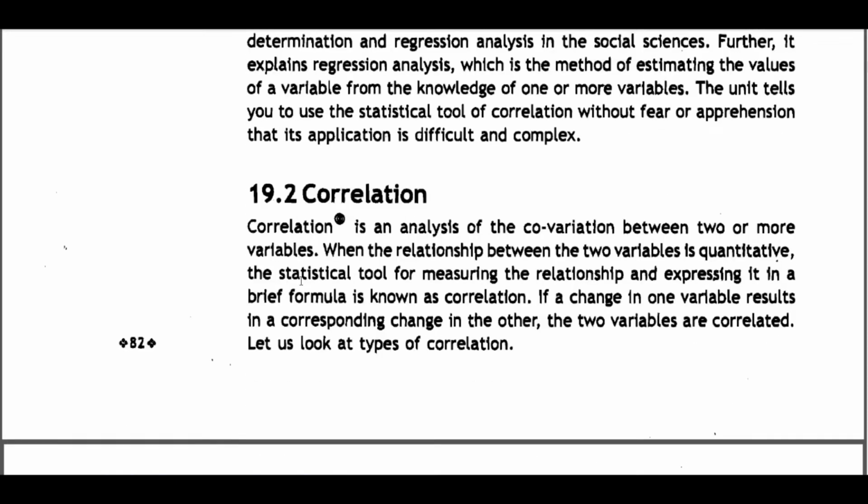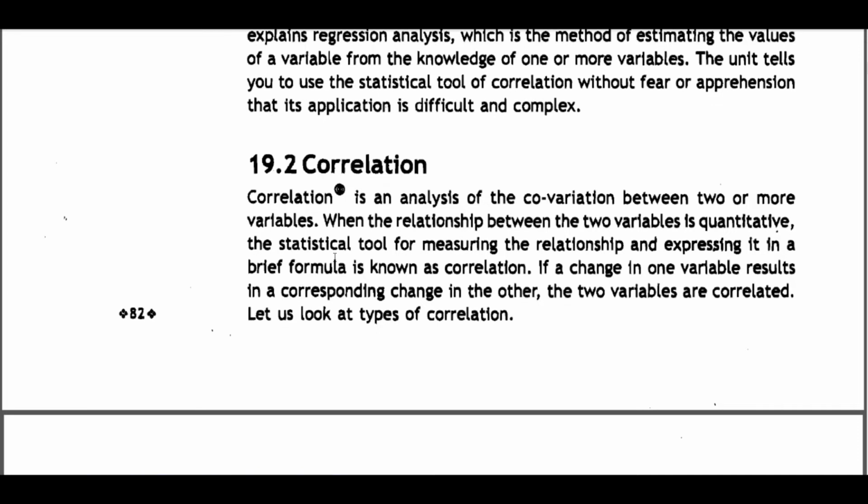19.2 Correlation. Correlation is an analysis of the covariation between two or more variables. When the relationship between the two variables is quantitative, the statistical tool for measuring the relationship and expressing it in a brief formula is known as correlation. If a change in one variable results in a corresponding change in another, the two variables are correlated. Let us look at types of correlation.